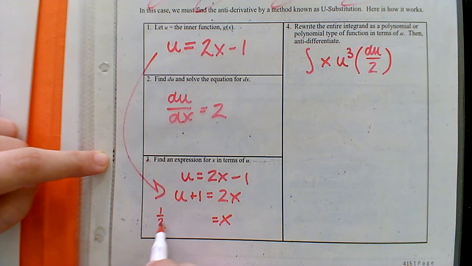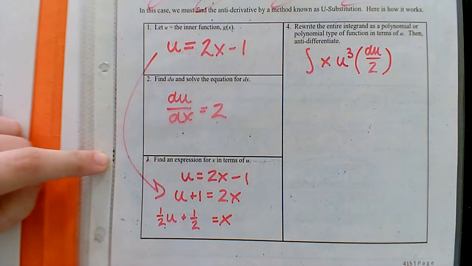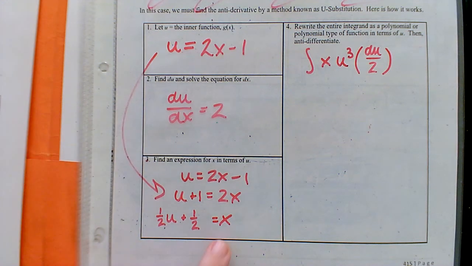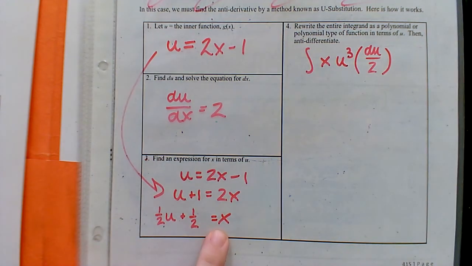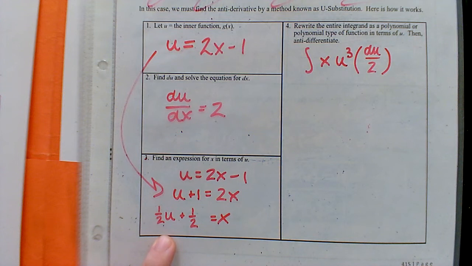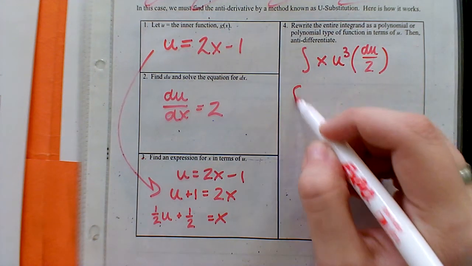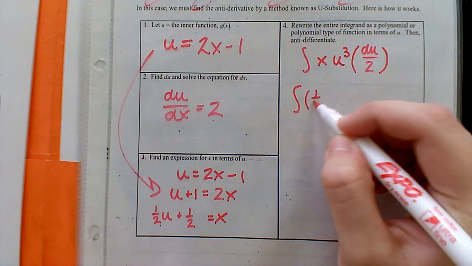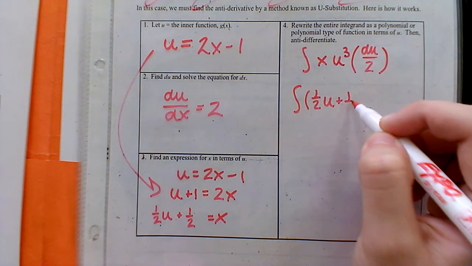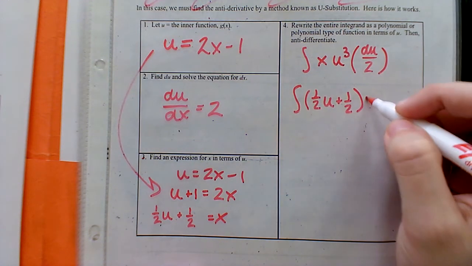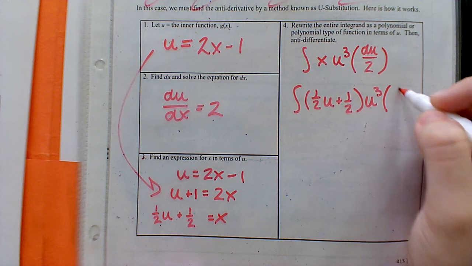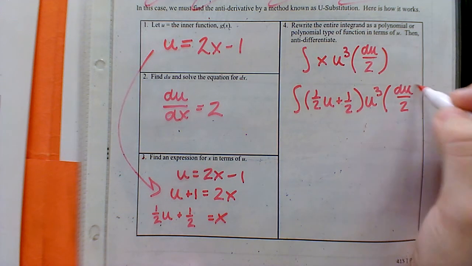So I might represent that as 1/2 u plus 1/2. I divided everything by 2. Now that we know what x is in terms of u, let's replace that up here with this x. So we'll have 1/2 u plus 1/2, and then the u to the third, and then the du over 2.